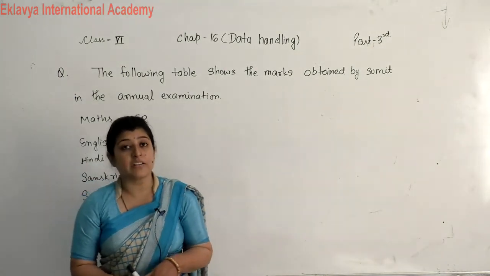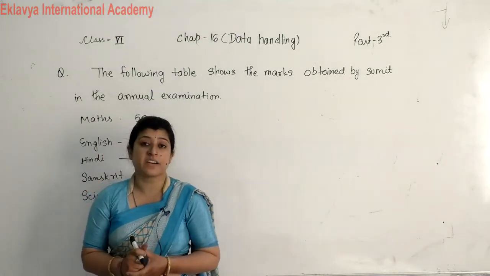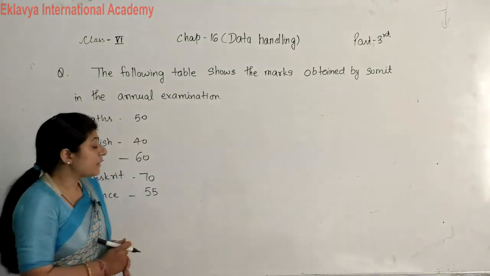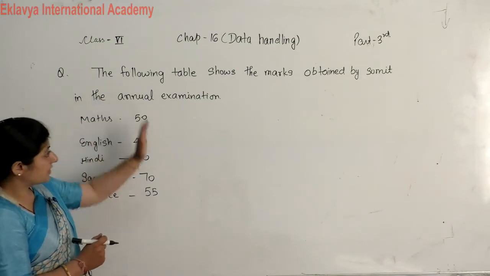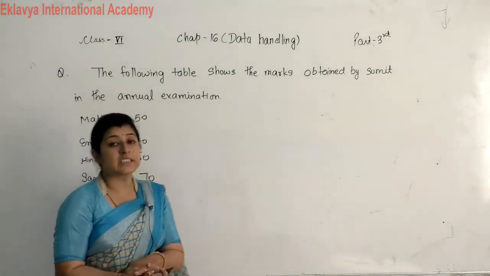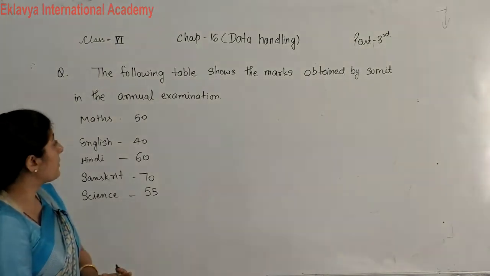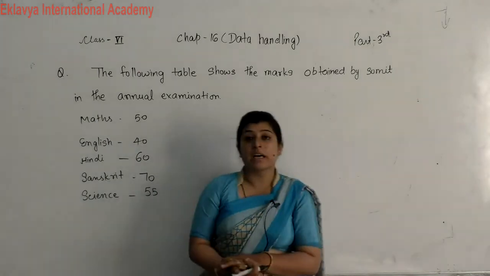In the bar graph, we make rectangular bars. That's why this graph is called a bar graph. I am explaining with an example. The following table shows the marks obtained by Sumit in the annual exam, and we want to make the bar graph for it.